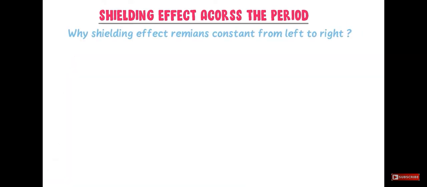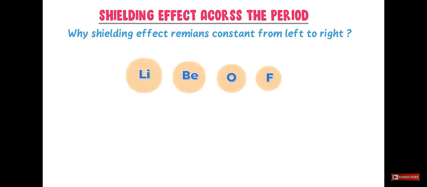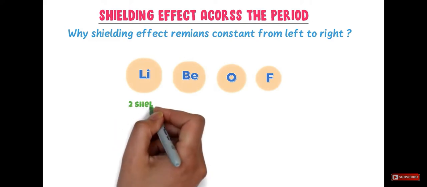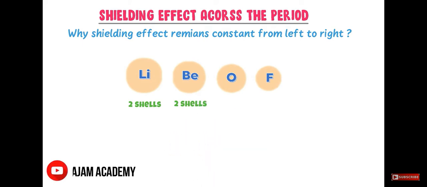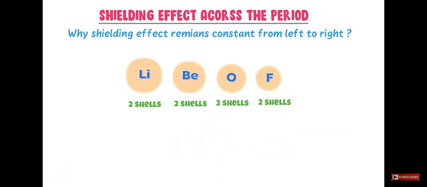Now let me teach you the trends of shielding effect in the periodic table, like shielding effect across the period, or why shielding effect remains constant from left to right in the period. Well, consider second period elements like lithium, beryllium, oxygen and fluorine. There are 2 shells in lithium, 2 shells in beryllium, 2 shells in oxygen and 2 shells in fluorine. Thus the number of shells remains constant from left to right in the period.